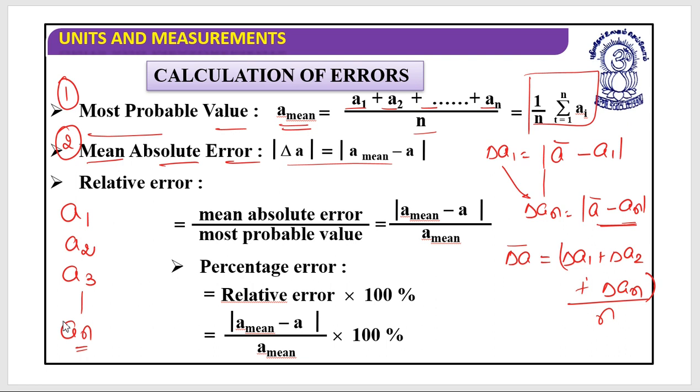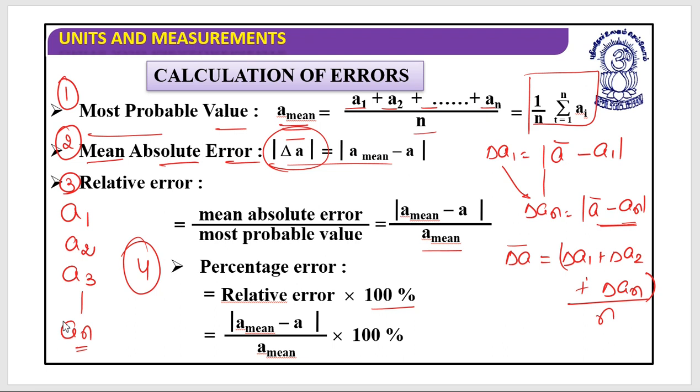The second step is done. Third would be the relative error, which is the ratio of the mean absolute error, delta A bar, to the A mean. And last, in the fourth stage, is the percentage error, which is basically the relative error multiplied by 100. So this is all I need to calculate.